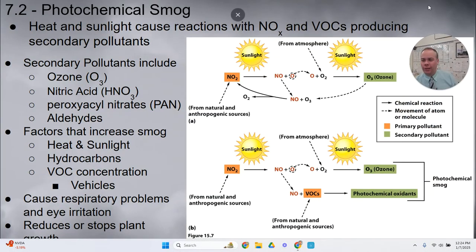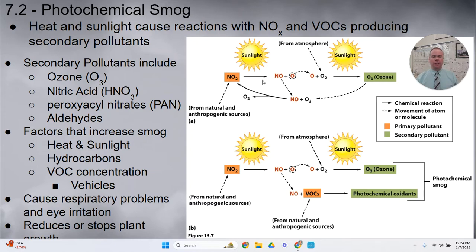Topic 7.2 is a discussion of a secondary air pollutant called photochemical smog. Photochemical smog is a reaction that takes place when heat and the energy from sunlight cause a reaction between two primary pollutants, nitrogen oxides and volatile organic compounds. In these conditions, it produces secondary pollutants that include several different substances: ozone, O3, nitric acid, PANs, and aldehydes.